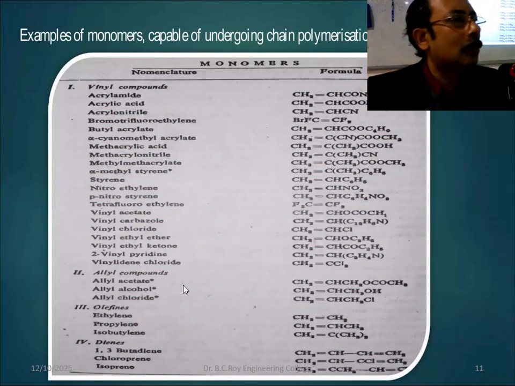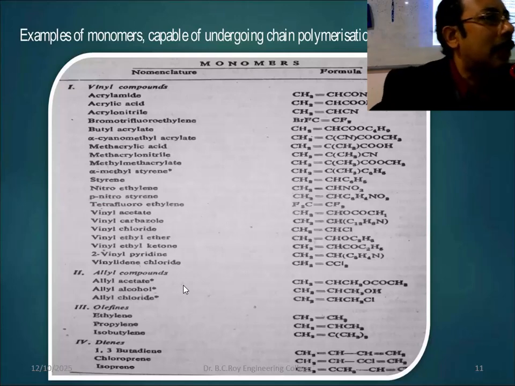So there are a lot of differences between chain growth and step growth. For chain growth, you need some initiator, normally a radical generator. For step growth, there is no radical generator. We will need some acid or alkali or enzyme to initiate the reaction.